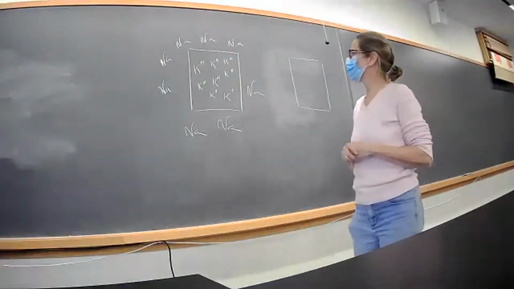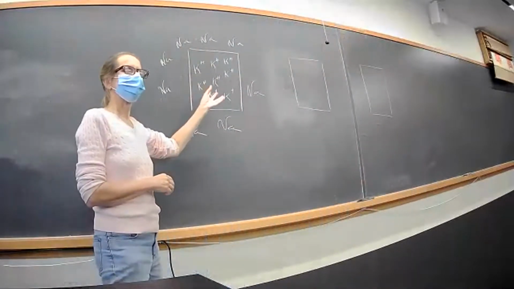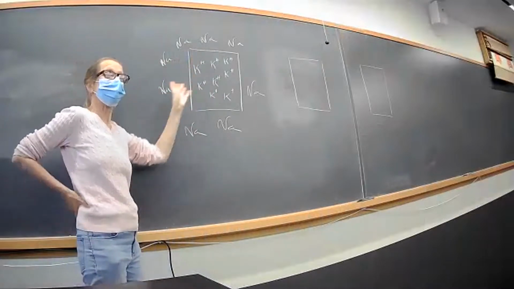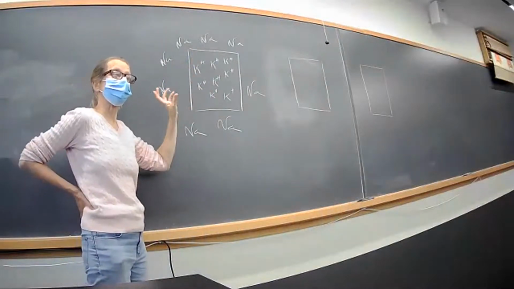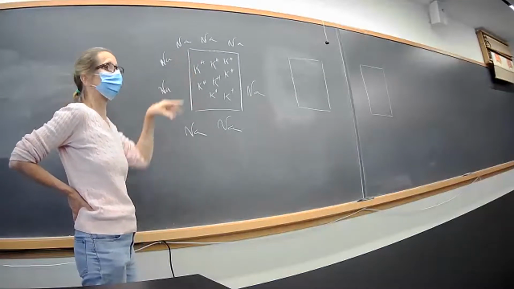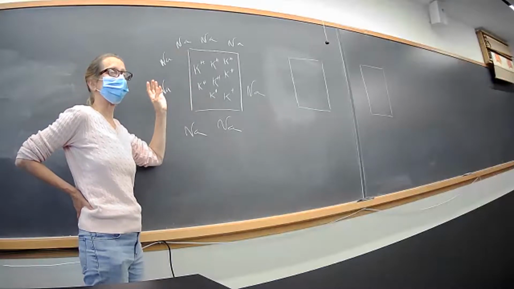So to keep my own life simple, I'm not drawing because I have no artistic skill. And instead of writing out all of the charges on these ions, because all ions have charges, if you hear the term ion, it means charged particle. I'm just keeping things simple. I'm just going to write Na for sodium and K for potassium.